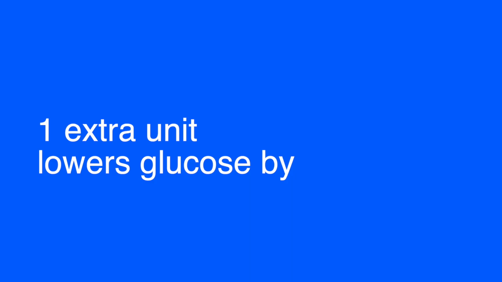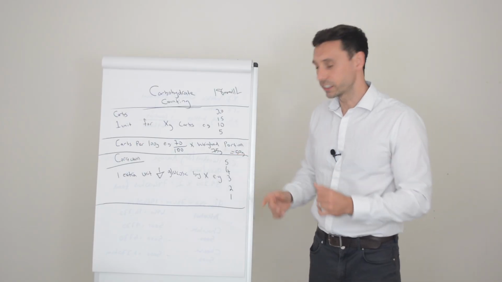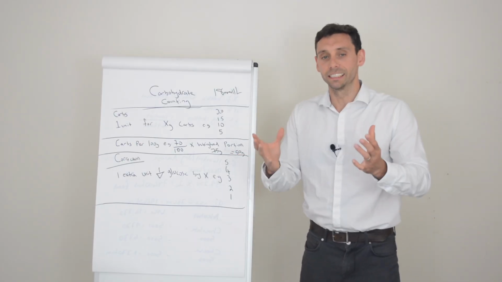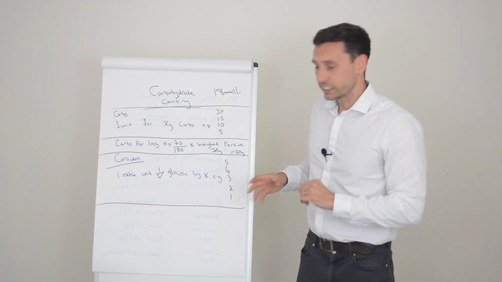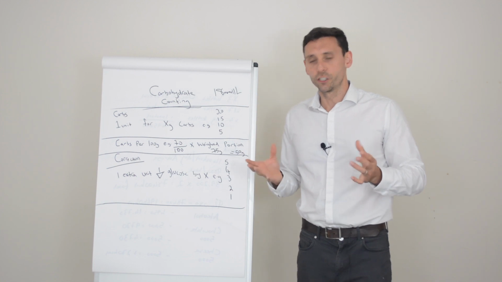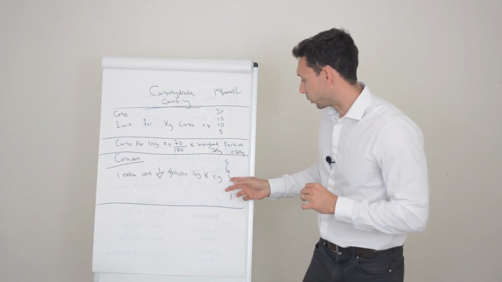Now here we know 1 extra unit reduces glucose by X. And again, this ratio changes for everyone. So it might be by 3, by 2, by 1, by 4, by 5. Higher the number, more sensitive to your insulin. Lower the number, less sensitive, more resistant. You need what you need. So let's say 1 to 3 is, again, quite a standard ratio. So 1 extra unit reduces by 3.